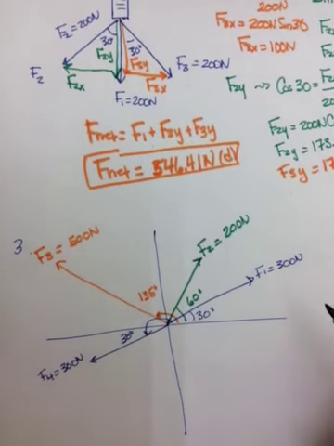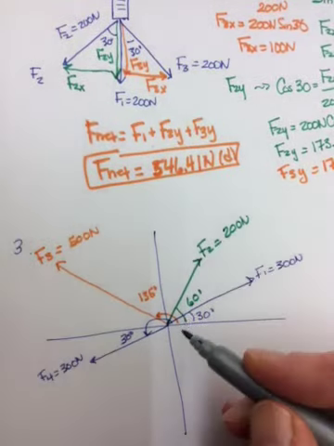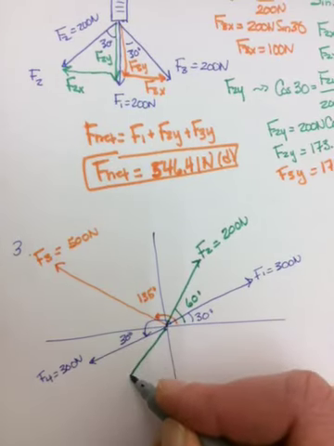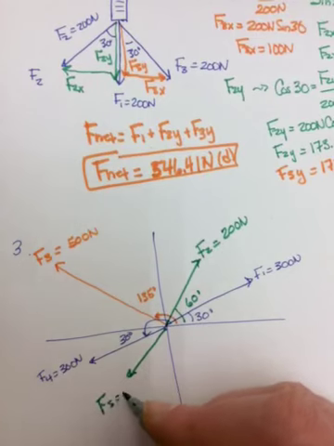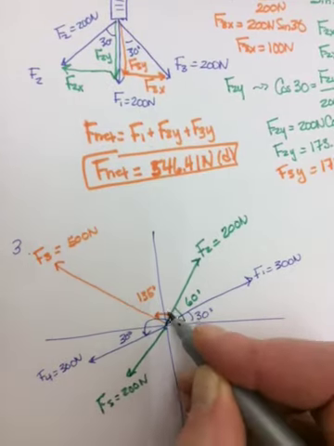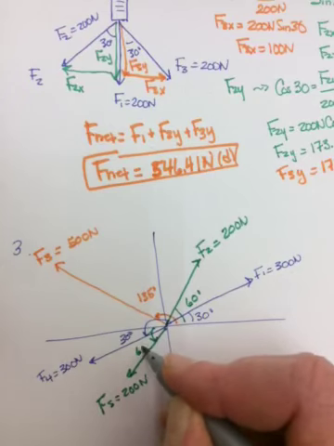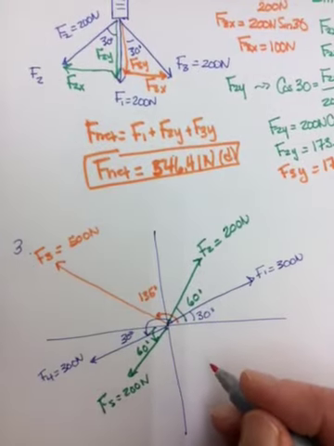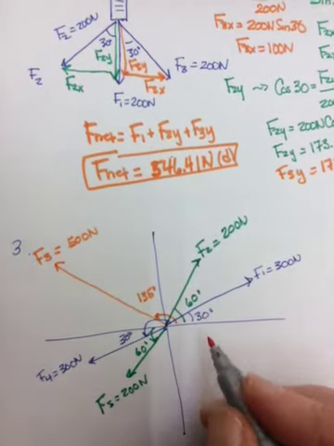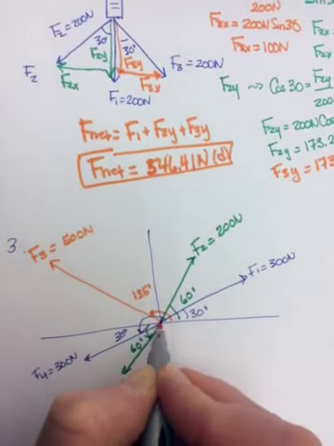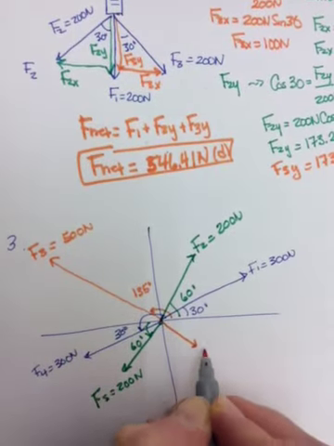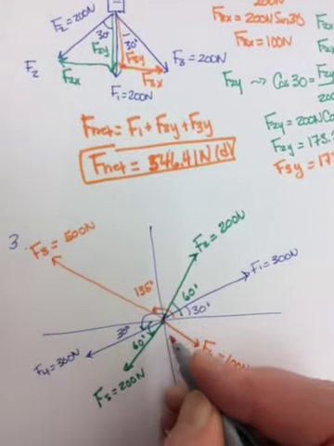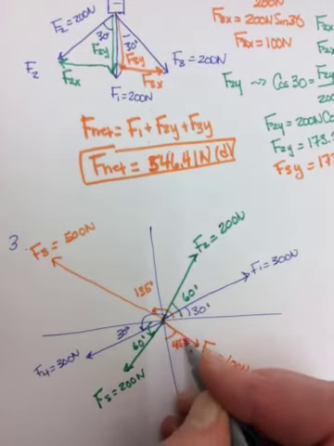F5 is 200 newtons acting at 240. So 240 is all the way over here. This is F5. It's 200 newtons. 240, which means this angle is 60 degrees. And then the last one, F6, is 100 newtons acting at 315. So 315 is going to be in here, and it's only 100 newtons. F6 is equal to 100 newtons, and if it's 315, then this angle is 45.